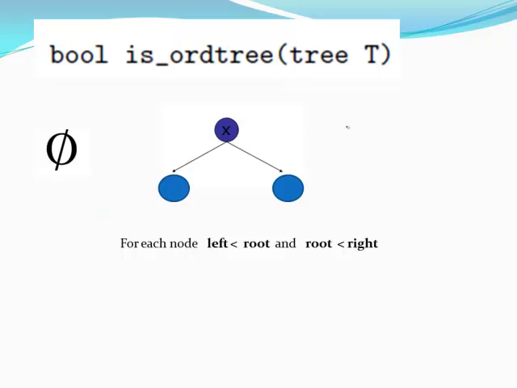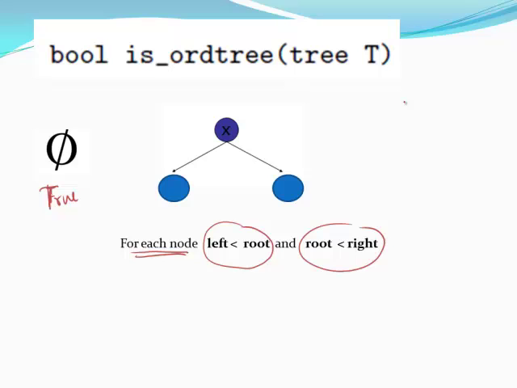Let's think about a condition like this for the binary search tree: for each node, the left node is less than the root, and the root is less than the right. And the empty tree is a binary search tree. So let's assume that the empty tree is a binary search tree. We ask the question: for any given tree, if for each node the left is less than the root and the root is less than the right, would that be a binary search tree? You have to say either yes or no here.